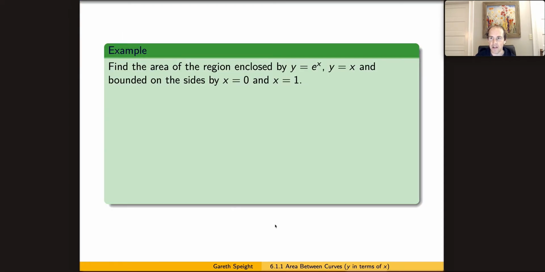Okay, so let's see how this works in an example. So let's try to find the area bounded by y equals e to the x and y equals x, and bounded on the left by x equals 0, on the right by x equals 1.